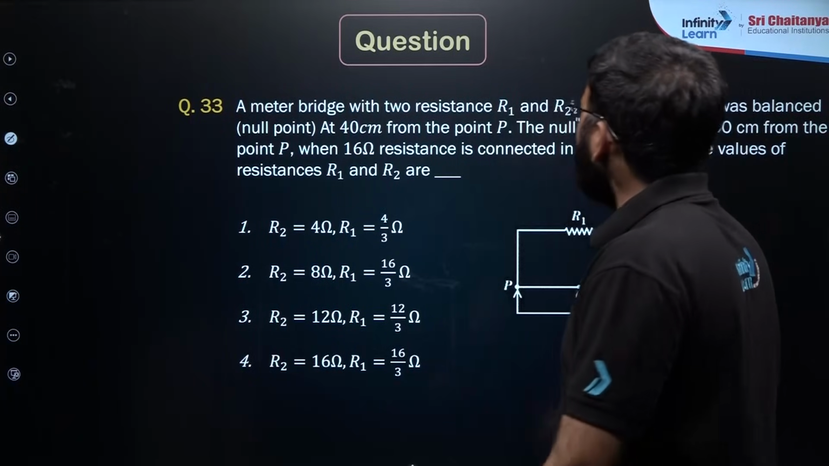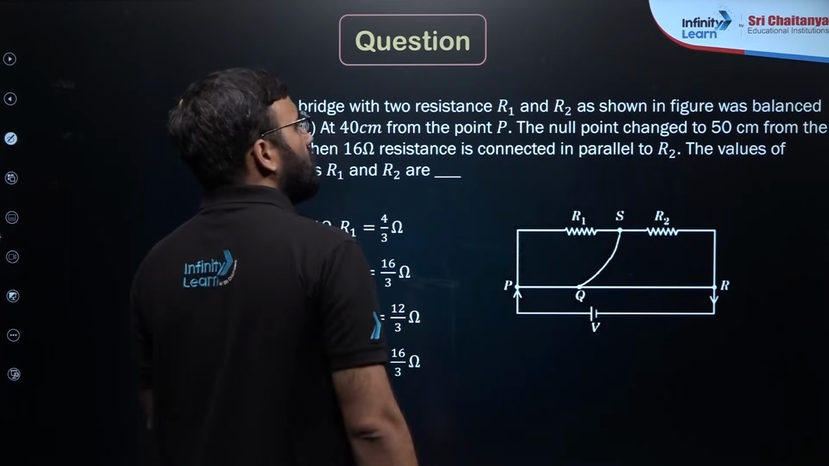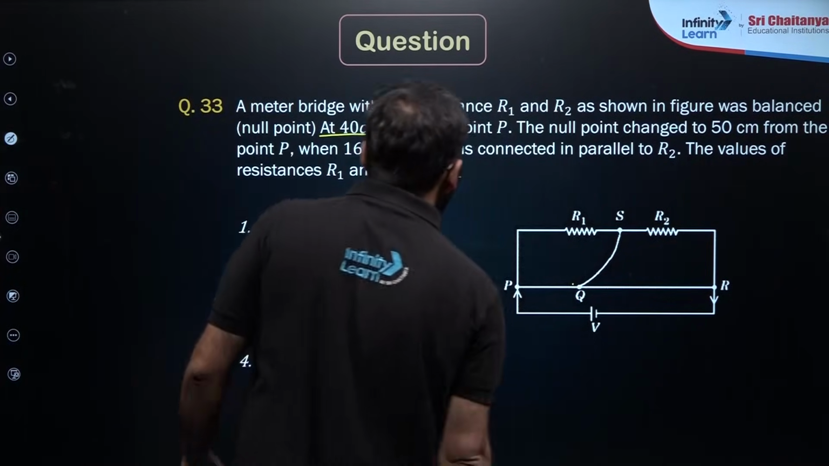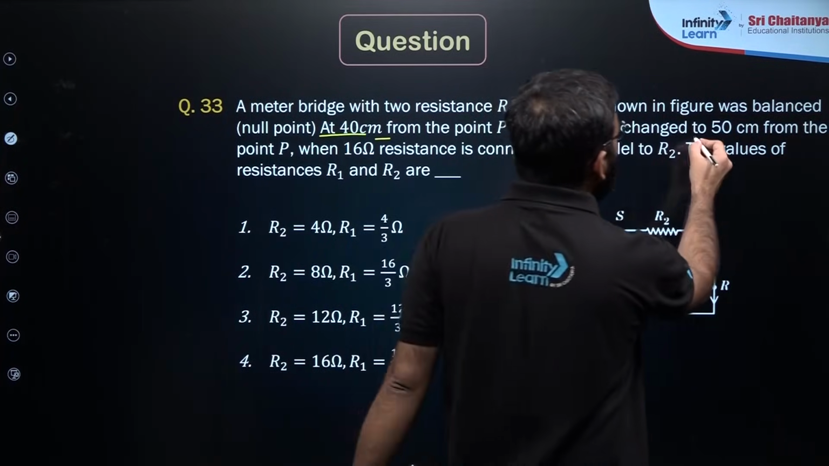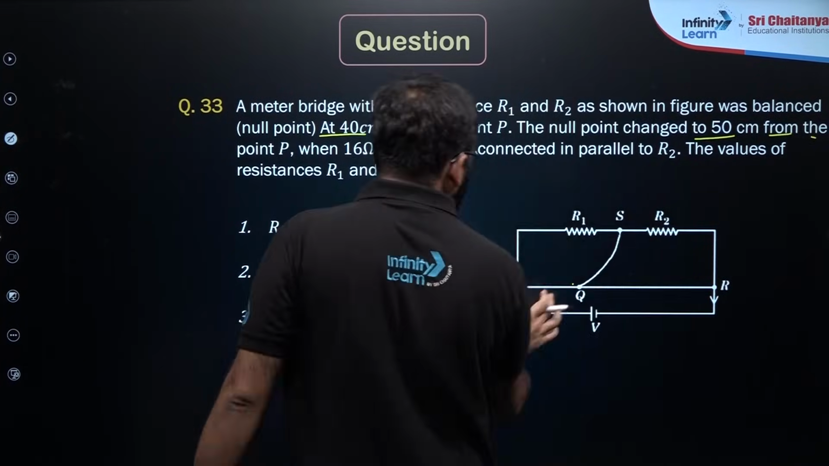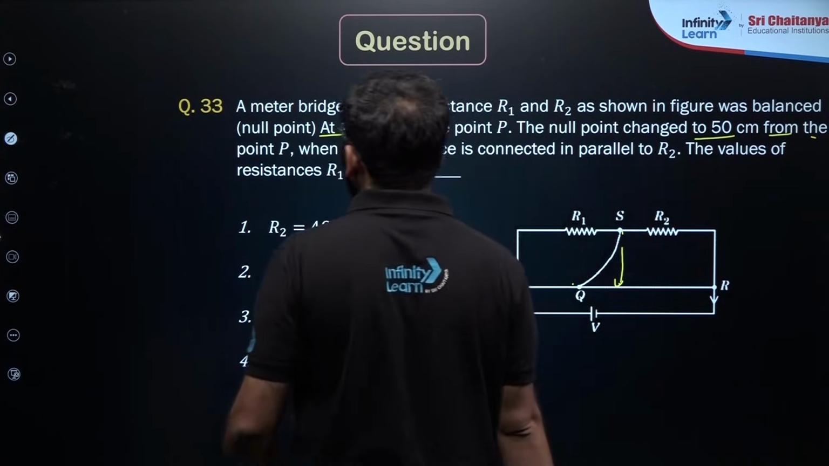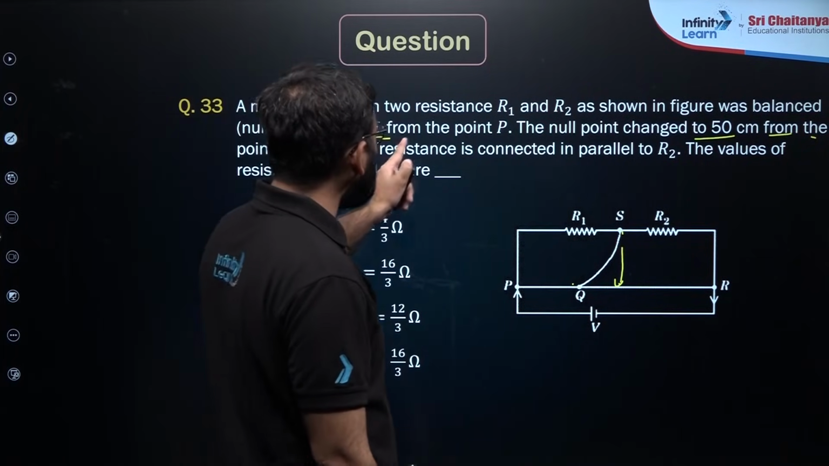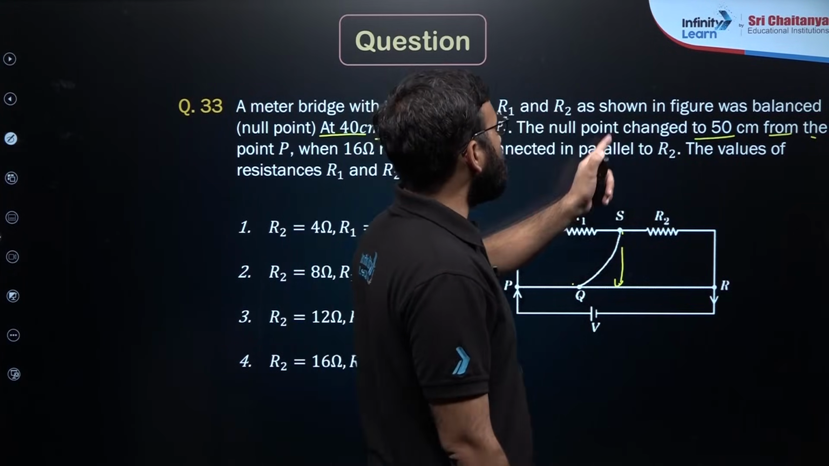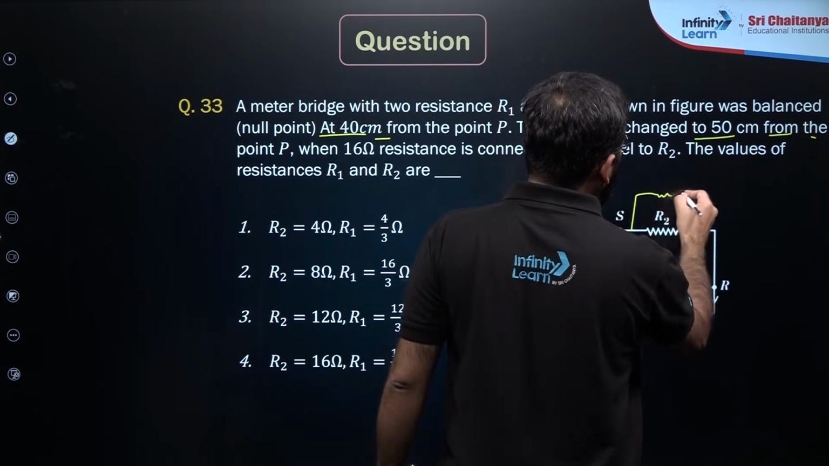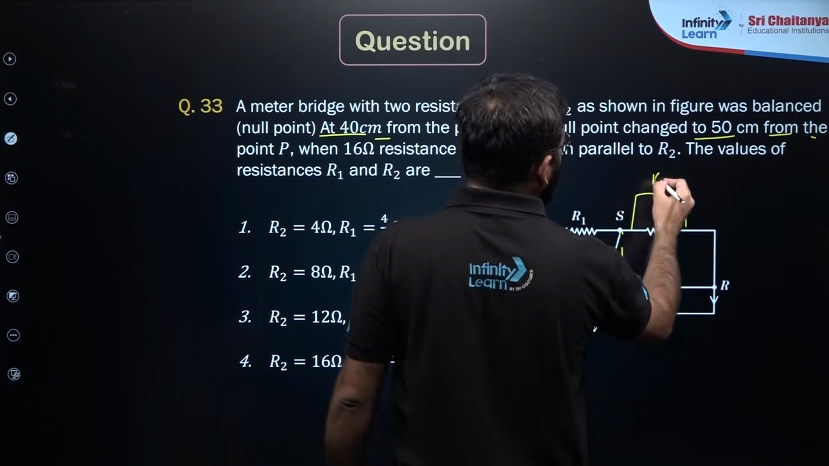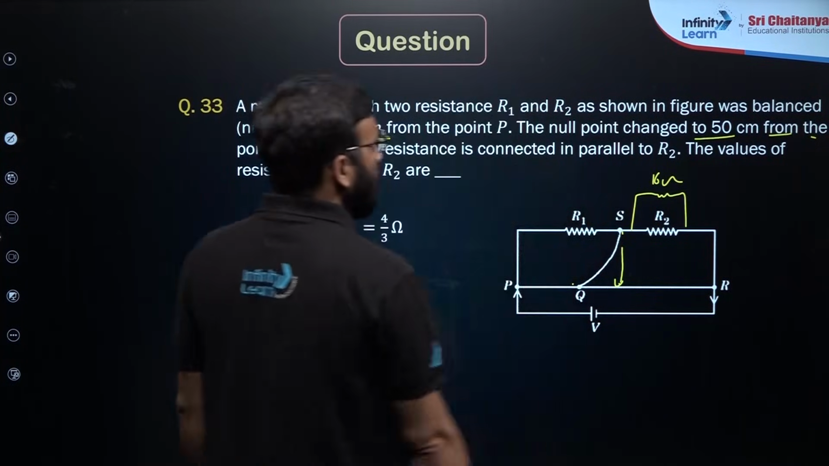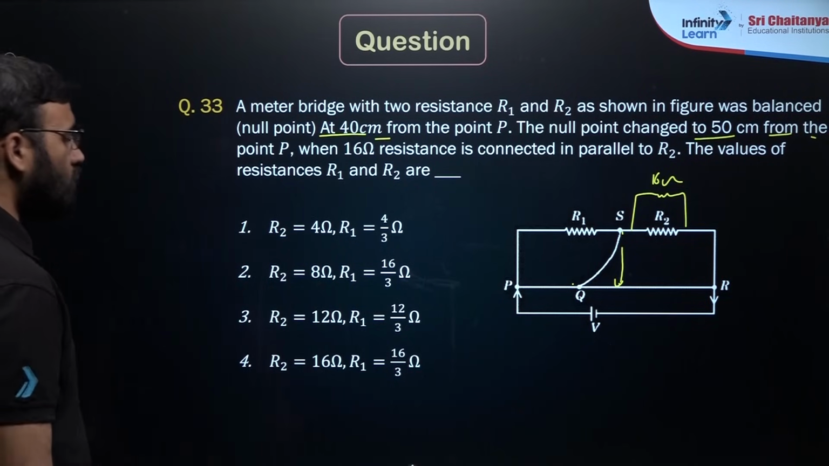Next question. A meter bridge of two resistances R1 and R2, as shown in the figure, was balanced with the null point at 40 centimeter from the point P. This distance is my 40 centimeter. The null point changes to 50 centimeter from the point P when a 16 ohm resistor is connected in parallel with my R2. Okay, if I connect one resistance of 16 ohm at this point, then its null point changes to 50 centimeter from point P. So find the values of resistances R1 and R2.